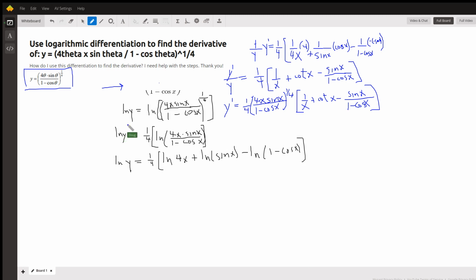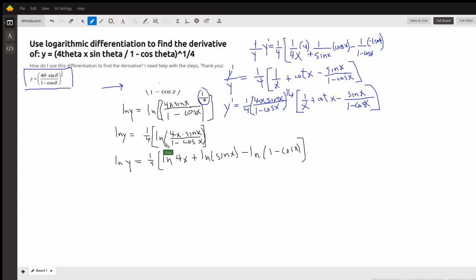And you have to take the natural log of both sides, which I did here, and then use properties of logarithms to simplify this side. We can move the 1/4 down front. It's called the power rule, or power property for logarithms. And then we have the natural log of this expression.